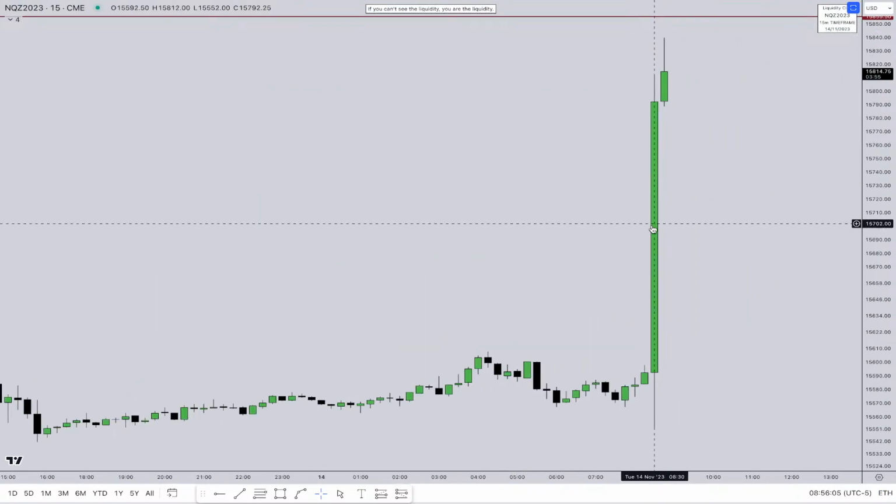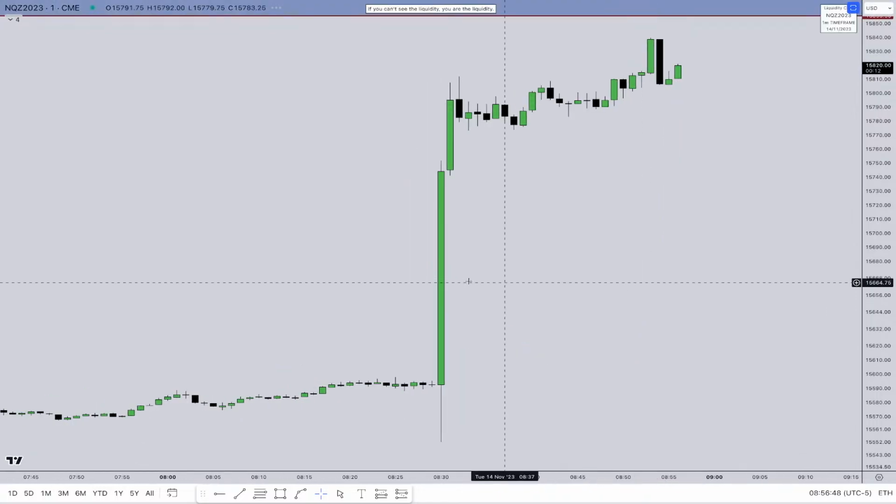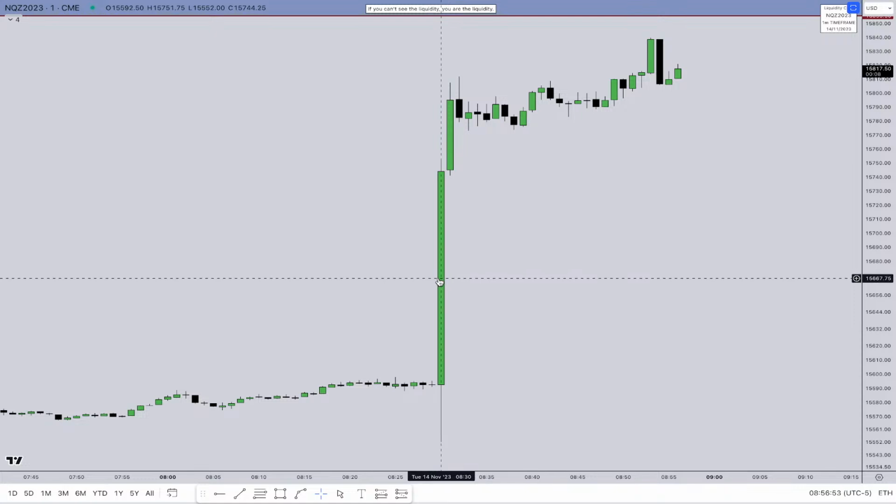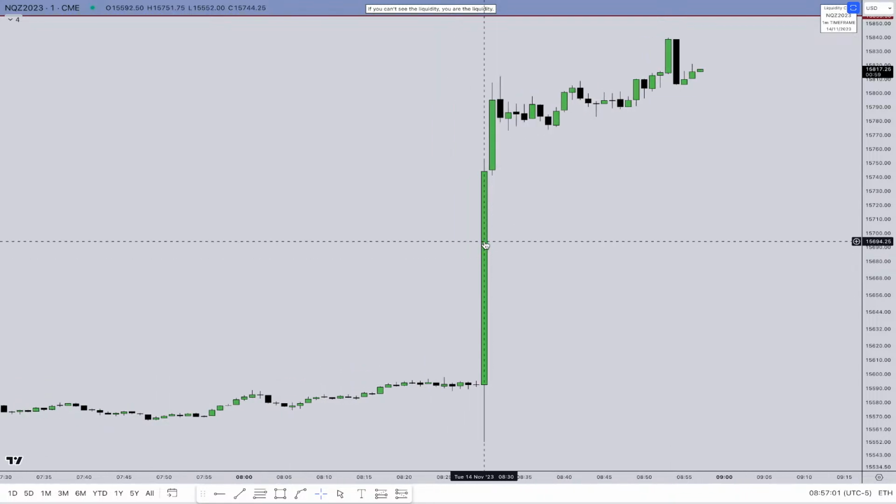Look at this. How many points? Price opened here at about 15,592 and 2 quarters, and the high is at 15,812. That is roughly 200 points in just one. Let's go to the 1 minute. I'm going to show you. That is roughly more than 150 points in two minutes. About 200 points in less than 2 minutes.